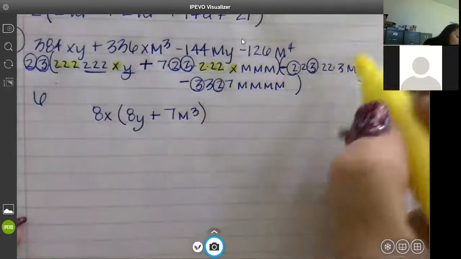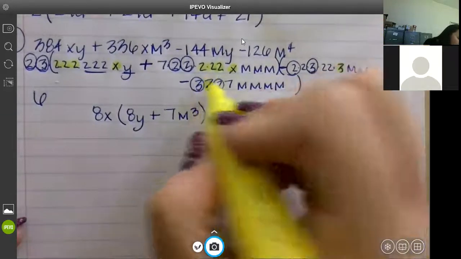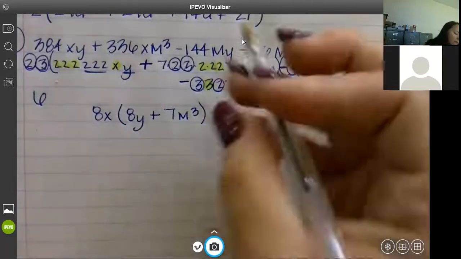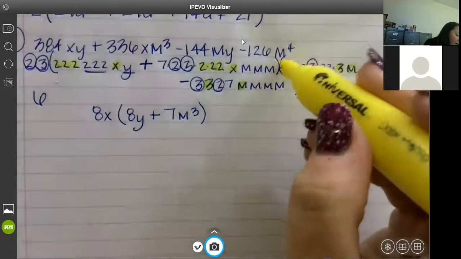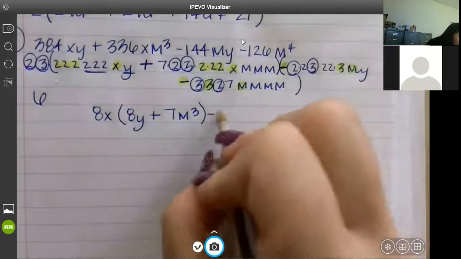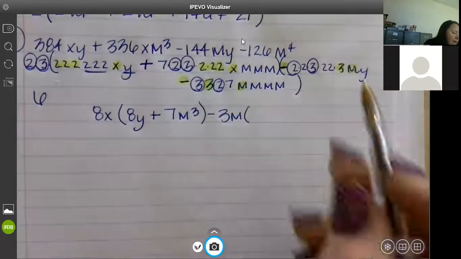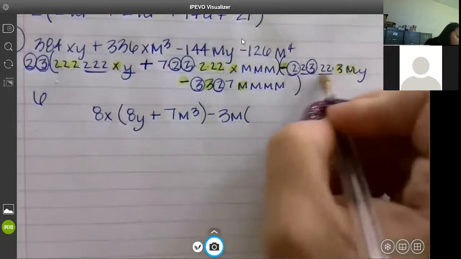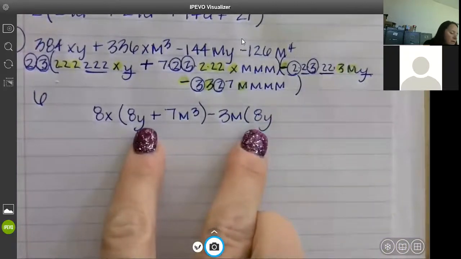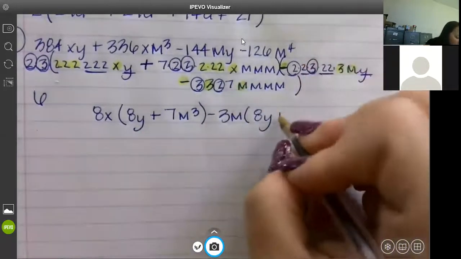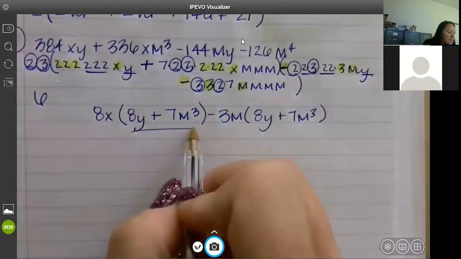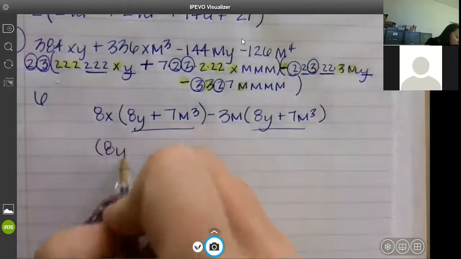So then in the other one, I have a 3 in common and 1 m. And I have a negative in common. Does everybody see that? So we're going to take out negative 3m. It leaves me with 2 times 2 times 2 is 8 times y, which looks just like this one, so that's good. And the last one, we have a 7 and 3 m's. These look exactly alike, so I know that I did it right.